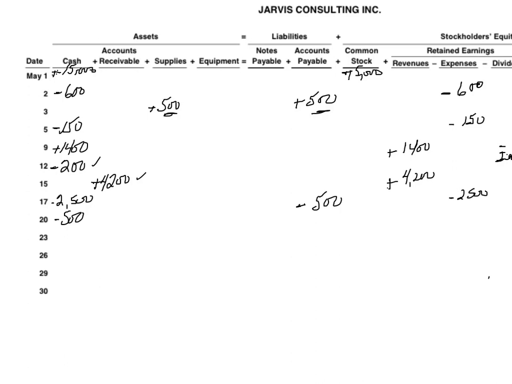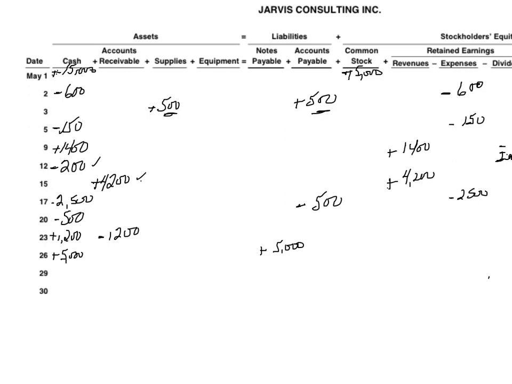Then I received a cash payment of $1,200 for the services provided on May 15th. So on the 15th, the guy owes me $4,200, but he's only paying me $1,200. So therefore, plus $1,200. And I go negative $1,200 here because he owes me $3,000 now, not $4,200. On the 26th, I borrowed cash from the bank on a notes payable. So if I borrowed cash, my cash would go up $5,000. And my notes payable also would go up $5,000.